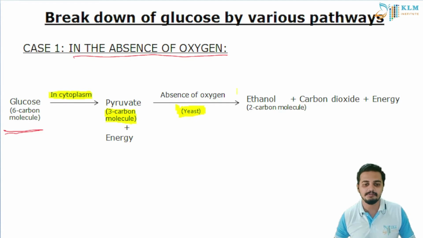And in the absence of oxygen, alcohol, that is ethanol, a 2 carbon molecule, is produced. You can see here, I have mentioned down below how many carbons each of these compounds has. Also, it releases carbon dioxide and a lot of energy. But in this process, there is no oxygen present.